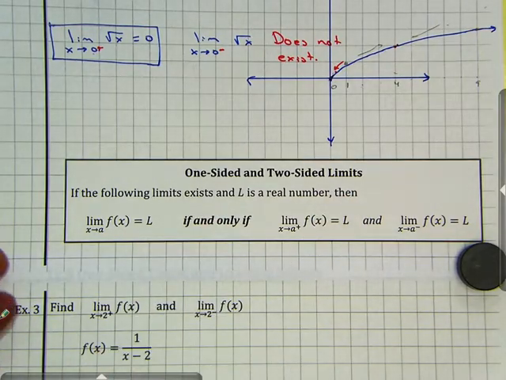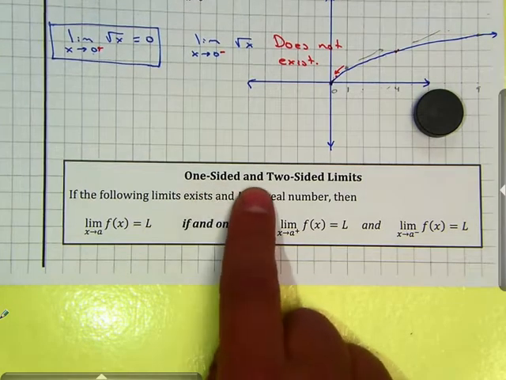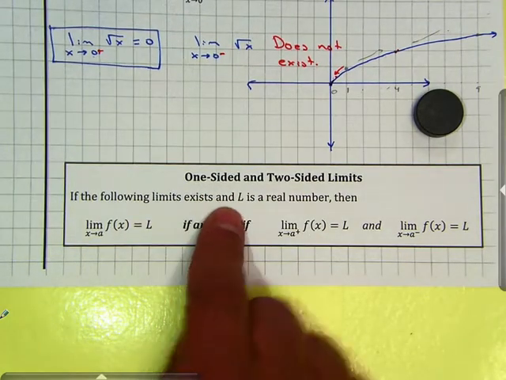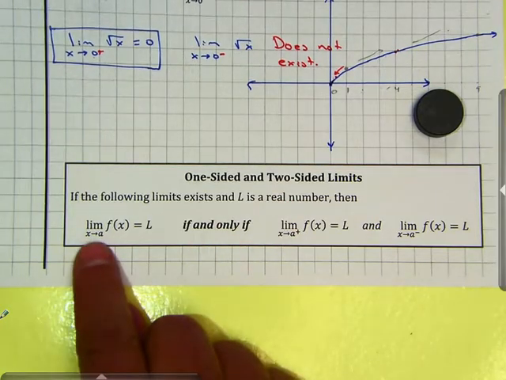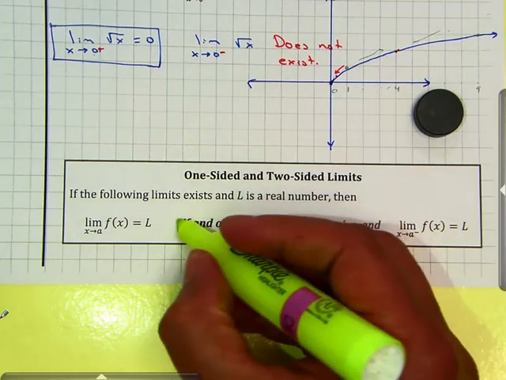Now, before we actually get to example number 3, let's go over this. One-sided and two-sided limits. If the following limits exist and L is a real number, then the following is true. Now, you guys have seen this before, if and only if.